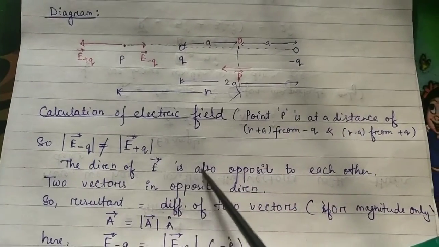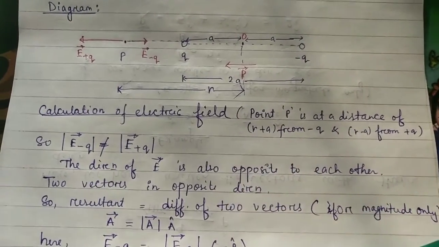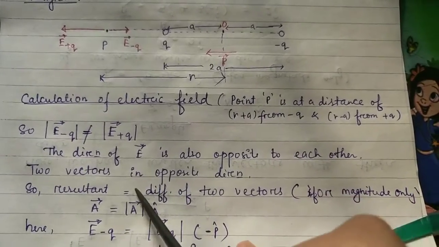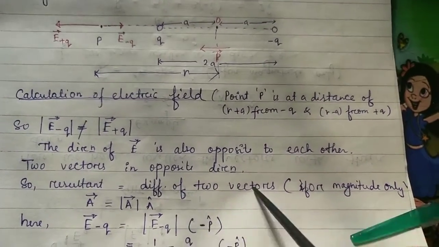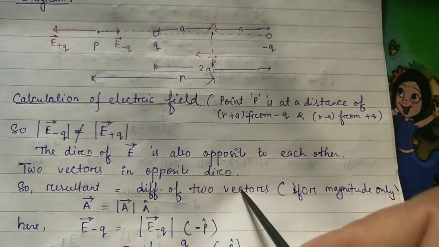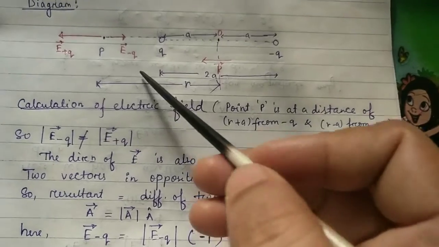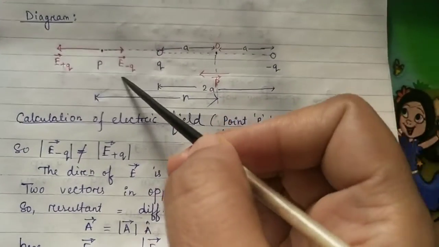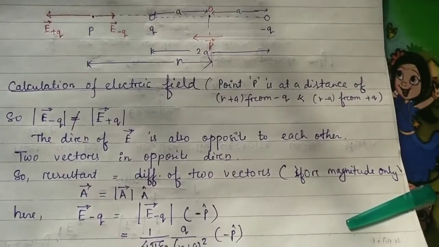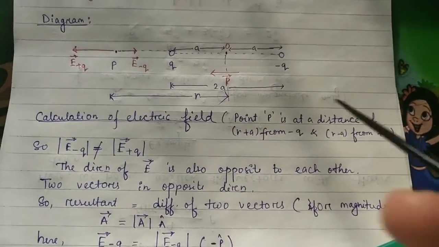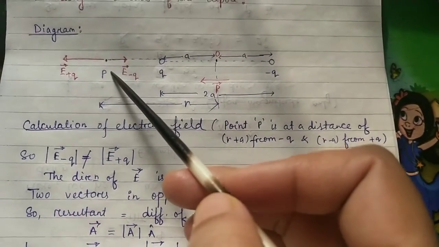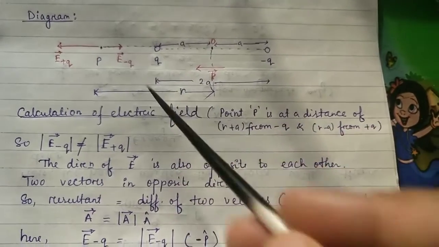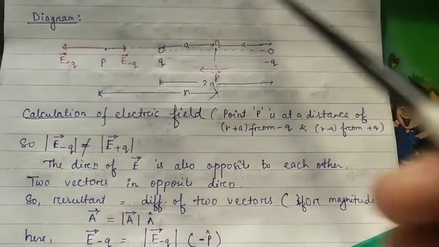Now the directions of the two fields are also opposite to each other. Now we have two vectors in two opposite directions, so we can find the resultant electric field by the difference of the two vectors, if we have not mentioned the direction. Only if we are having magnitude only, then we can take the difference of the two vectors. Or if we are having the vectors with their directions included, then we can add the two vectors. Example I will tell you.